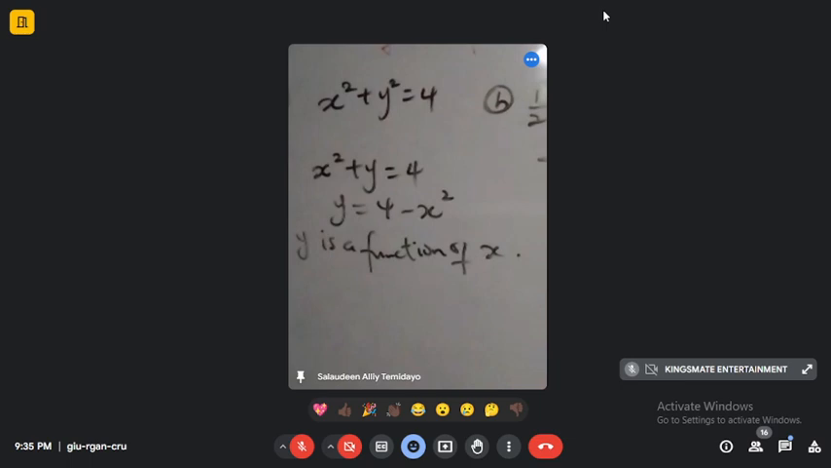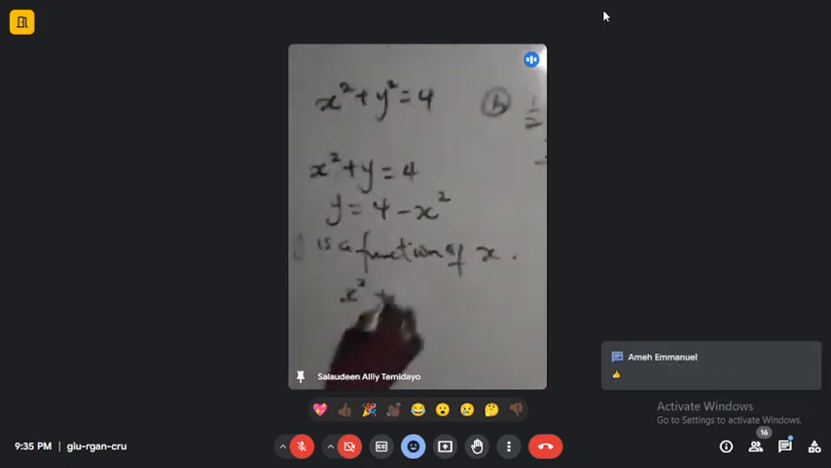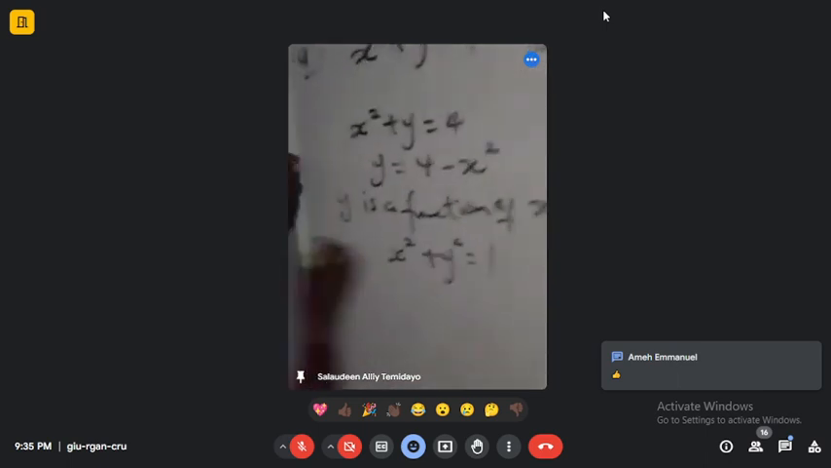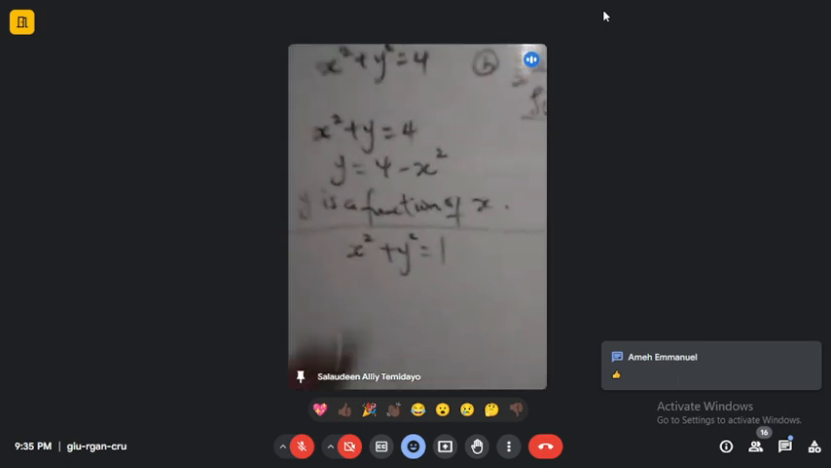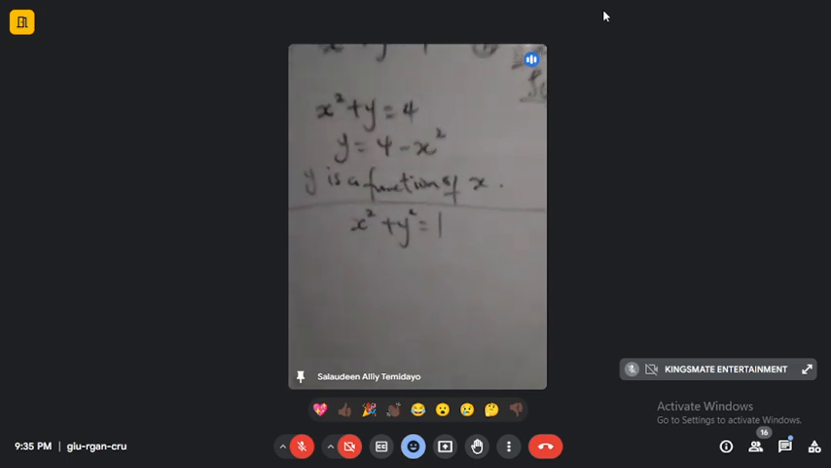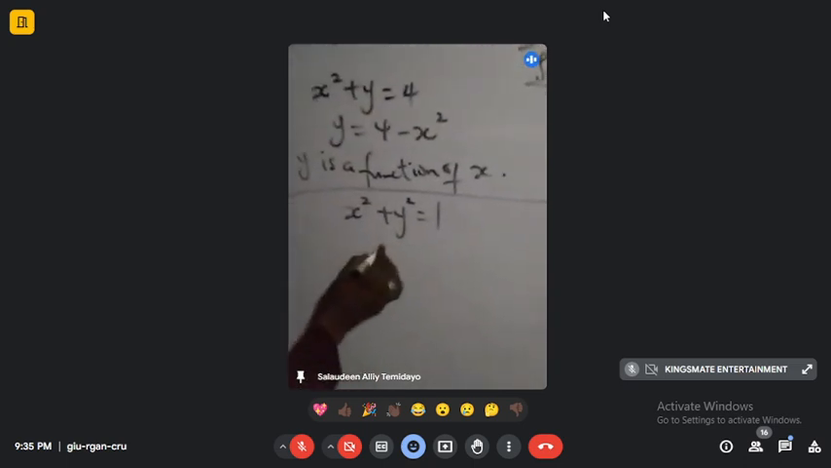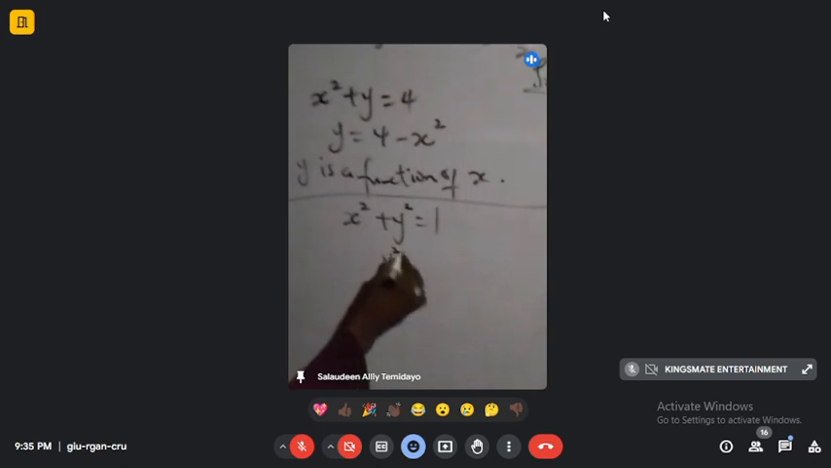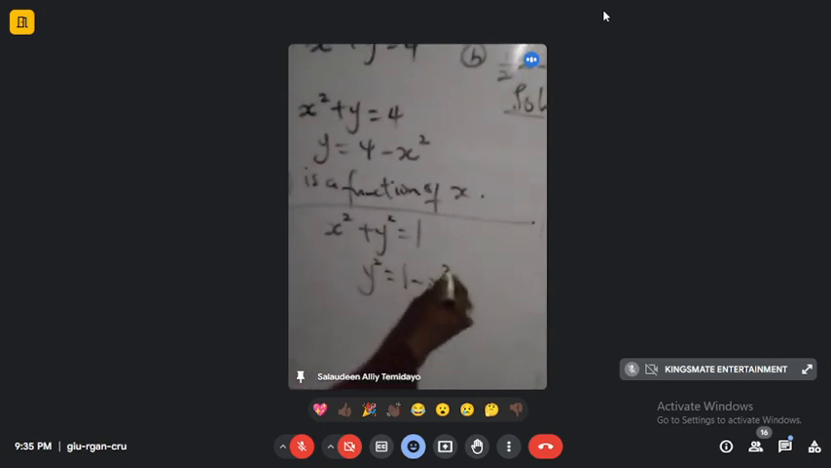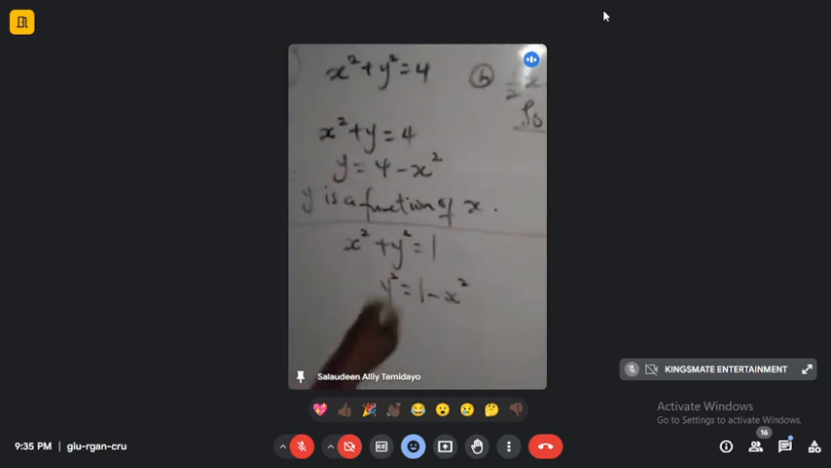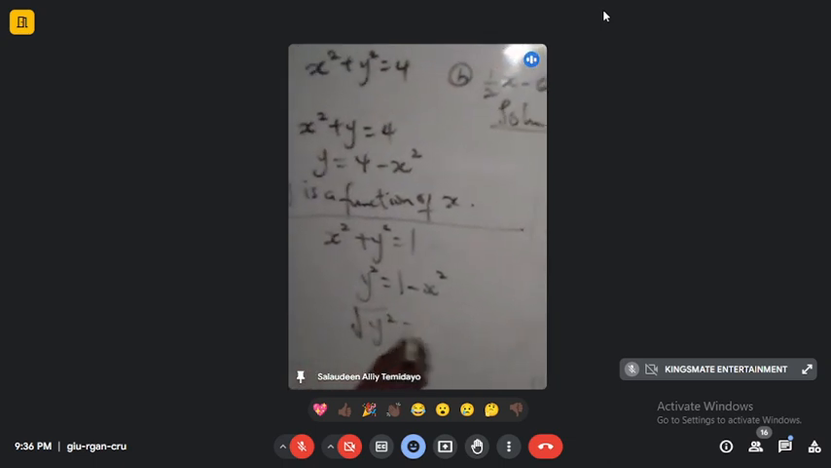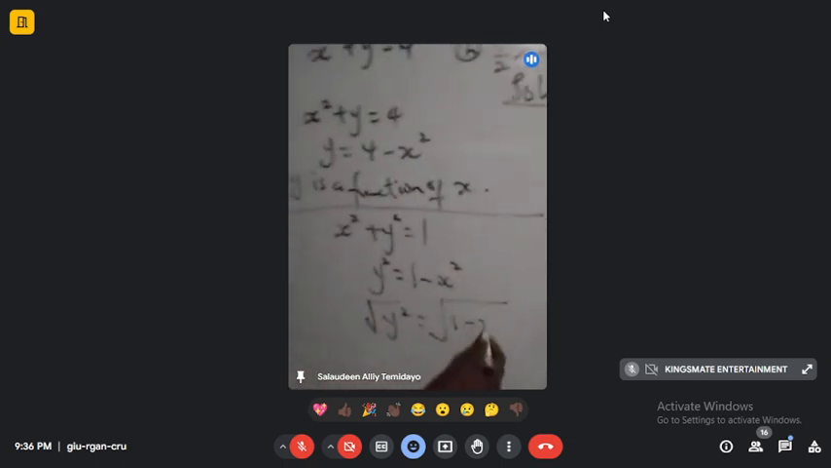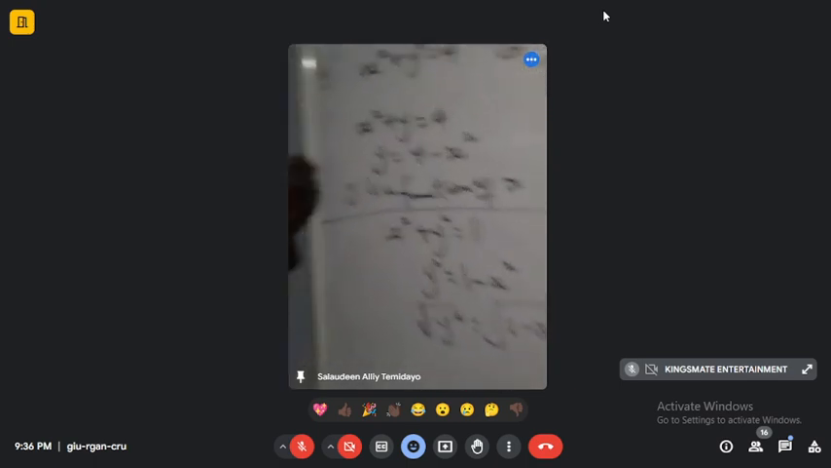Last one now is x squared plus y squared equals 1. I can say that this can never be a function of x. So x squared plus y squared equals 1. Make y the subject of the formula. y squared first equals 1 minus x squared, right? So what do we do? We take the square root of both sides. That is y equals the square root of 1 minus x squared.